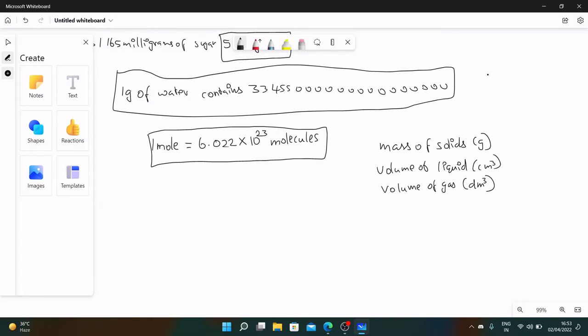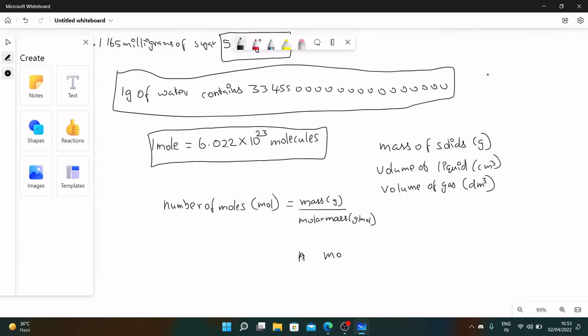The formula for that would be number of moles, represented by mol, equals mass, that's in grams, divided by molar mass, that's grams per mole. Let's learn how to use this formula through an example. The question here is, calculate the number of moles in 6 grams of carbon.